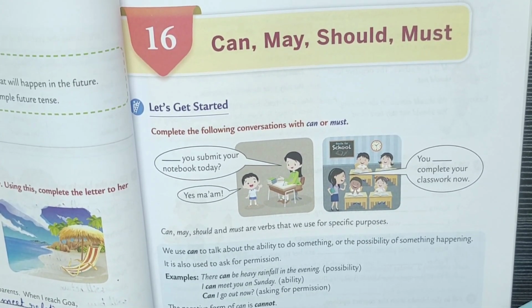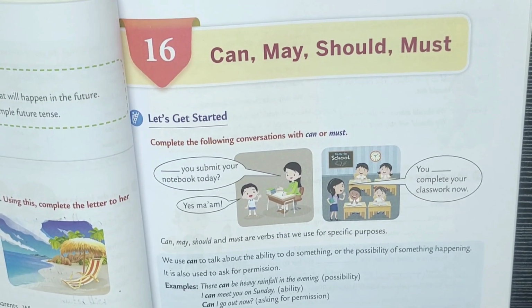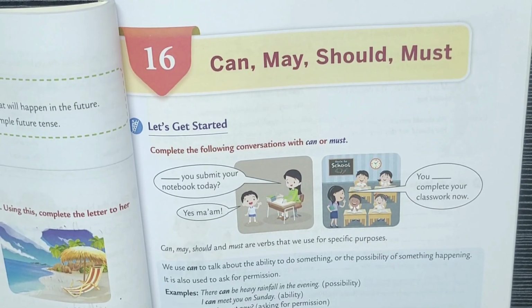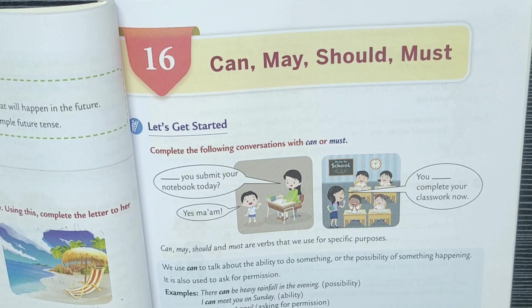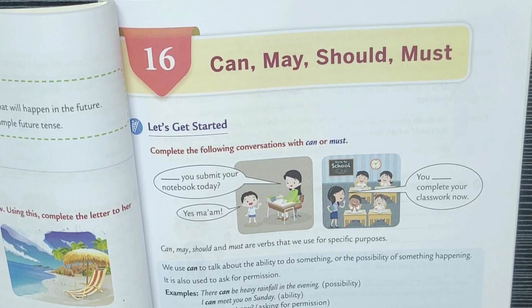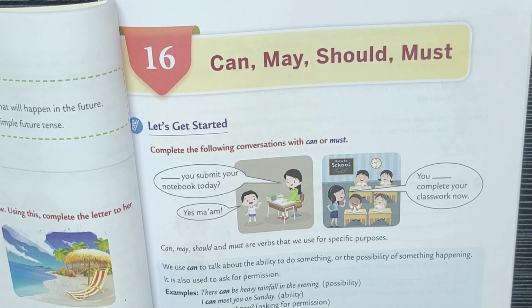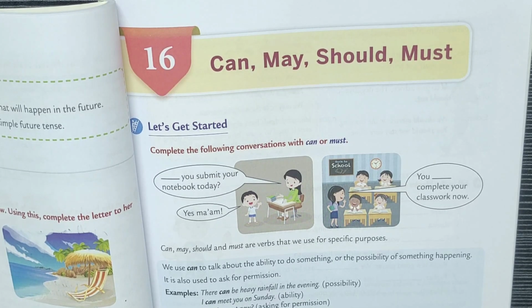Today we will see the 16th lesson: can, may, should, must. What is can? When do we use can? When there is a possibility of something happening, then we will use can. Or when we have to talk about someone's capacity, then we will use can. If we ask permission also, we can use can. Next, the negative form of can is cannot.